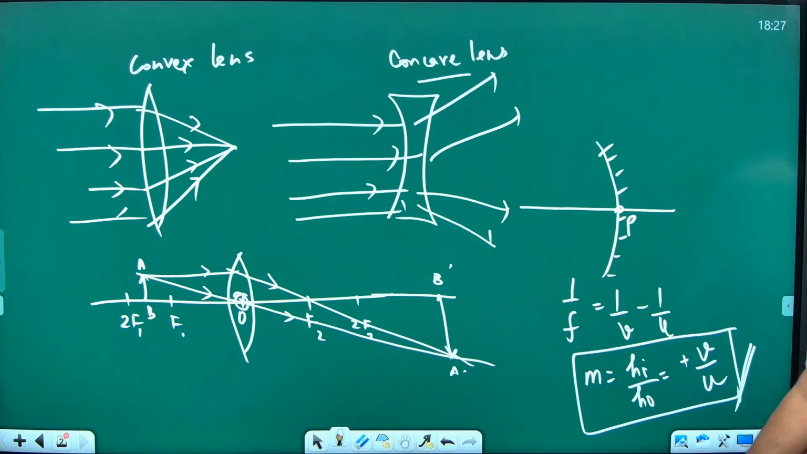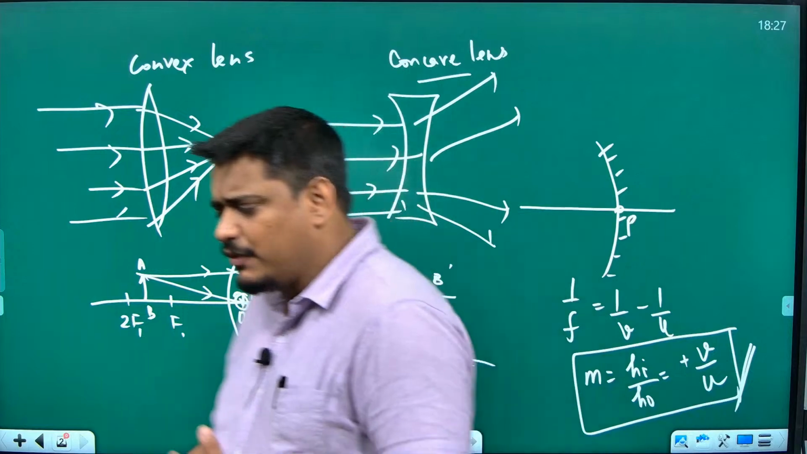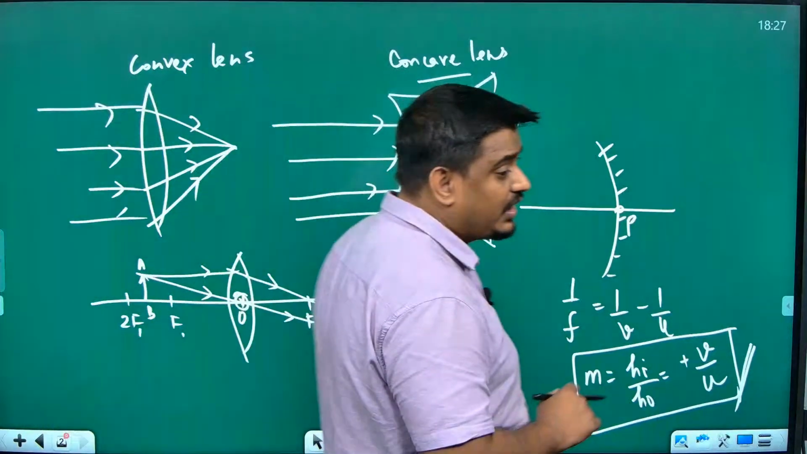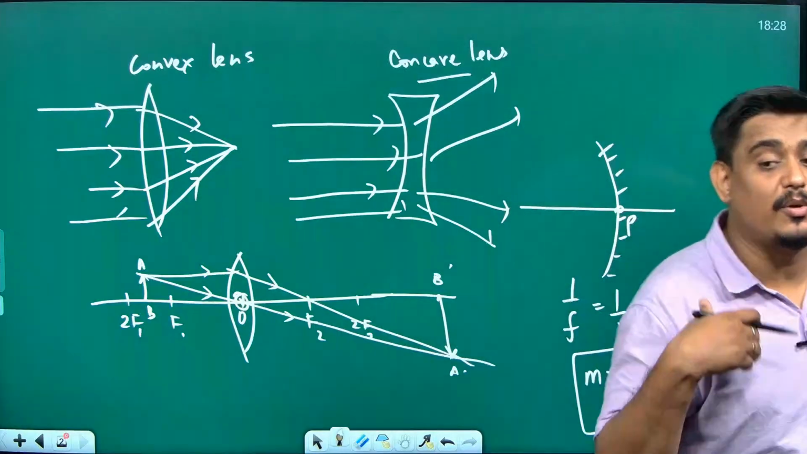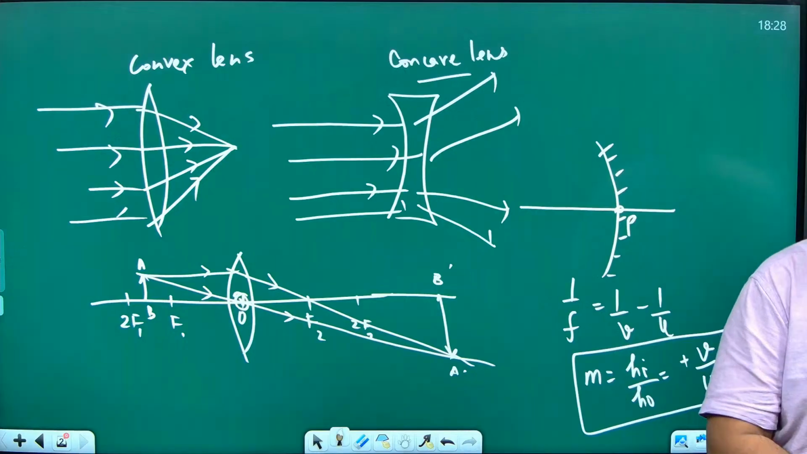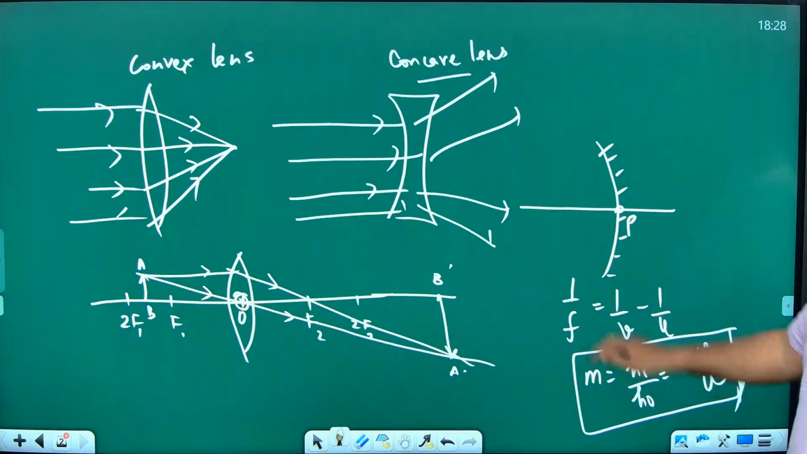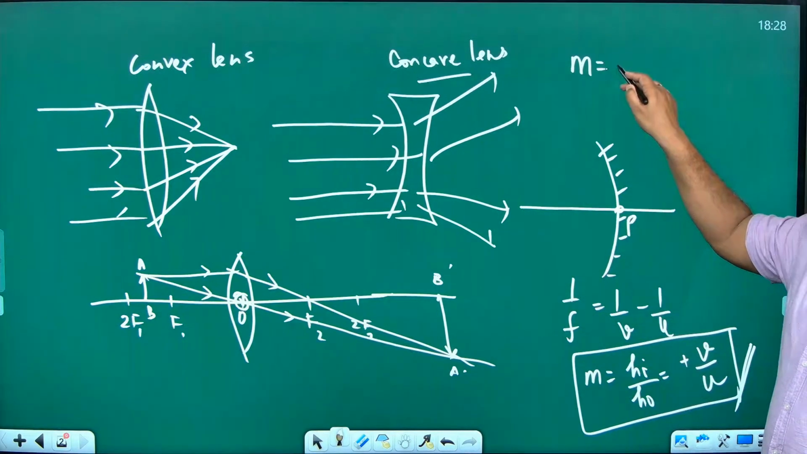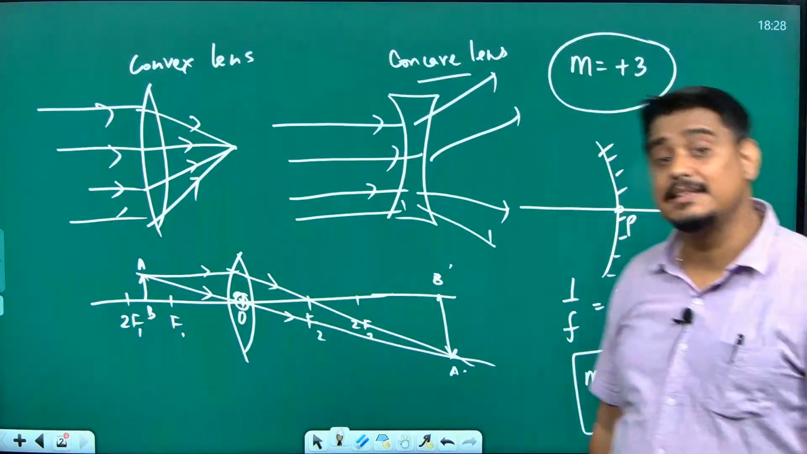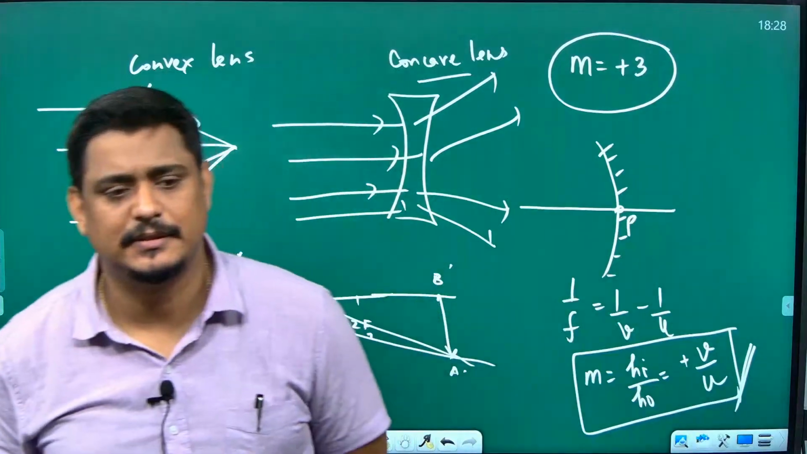And in the class I remember I have even tried many things with you where I told you, if I give the magnification and ask you, you should be able to tell me what lens or what mirror, object position, image position and everything. For example, if I say magnification is plus 3 and I ask you what lens is used, what will be your answer? Plus 3.